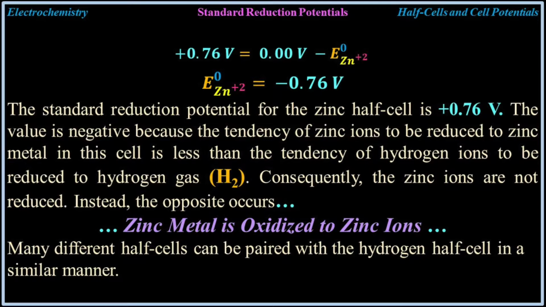The standard reduction potential for the zinc half cell is negative 0.76 volts. The value is negative because the tendency of zinc ions to be reduced to zinc metal in this cell is less than the tendency of hydrogen ions to be reduced to hydrogen gas. Consequently, the zinc ions are not reduced. Instead, the opposite occurs. Zinc metal is oxidized to zinc ions.